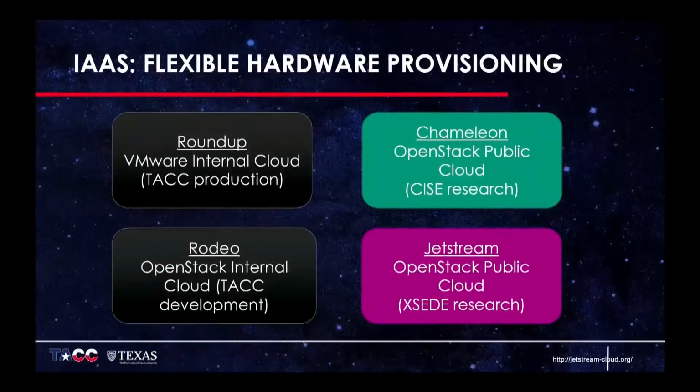And we actually run 4 different clouds at TACC currently. So Roundup is kind of our internal cloud. This is really our production cloud. This is where our web services run. This is where we want to have 5 nines. We want to have maximum availability of the hardware. So we do pay VMware license costs to be able to run a VMware cloud. But these are the services that need to be maintained and really production quality.